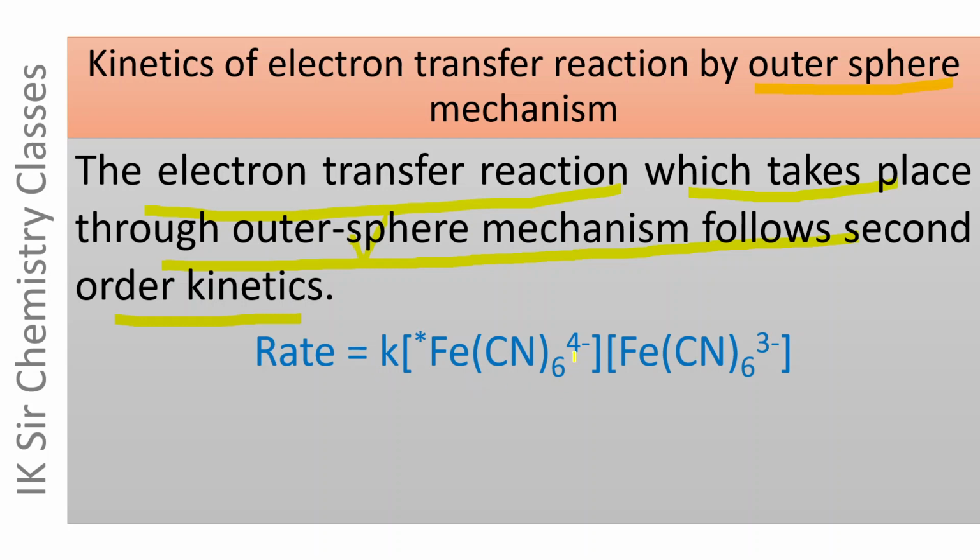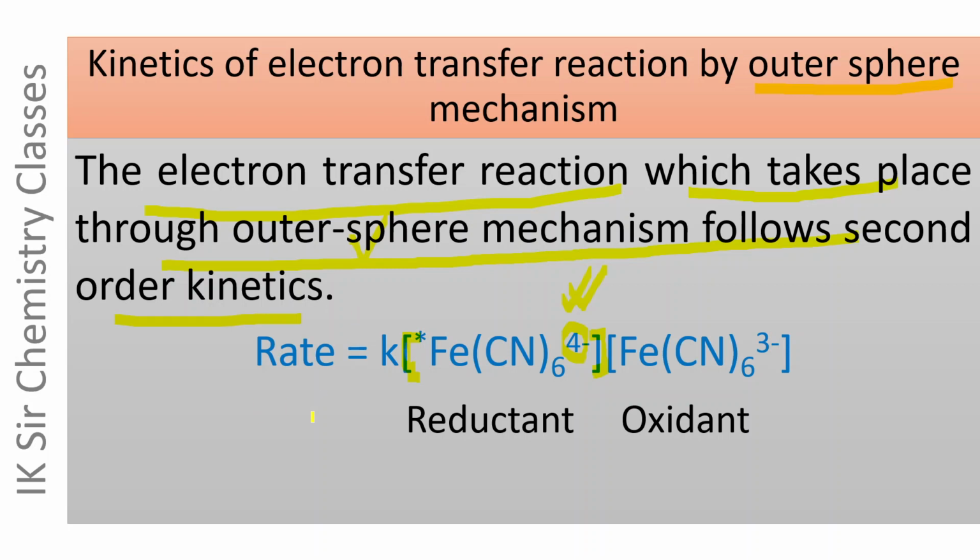Fe(CN)6 4- ion acts as reductant, while Fe(CN)6 3- acts as oxidant. It must be noted that 4- is written outside the square brackets here because these square brackets are not the coordination sphere. They represent molar concentration. The 4- charge is written here within square brackets, but here the square brackets don't represent coordination sphere. The square brackets represent molar concentration.